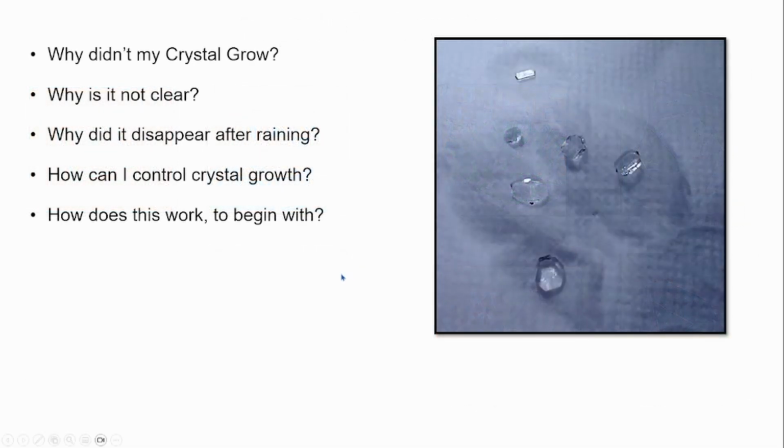Why didn't my crystal grow? Why is it not clear? Why did it disappear after raining? Or even, how can I control crystal growth? So, how does this work to begin with?